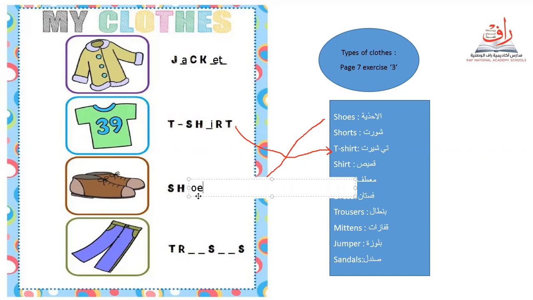Where is the last one? The last one. Aya, hey Aya, how are you? Can you please read the last one? What is this, Aya? Trousers, excellent, trousers. I'm going to match just to see the missing letter, okay? What is the missing letter, Aya? O, excellent. Good job, Aya. O, with you.